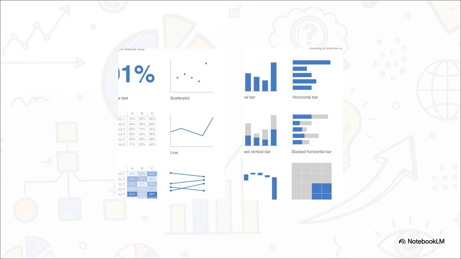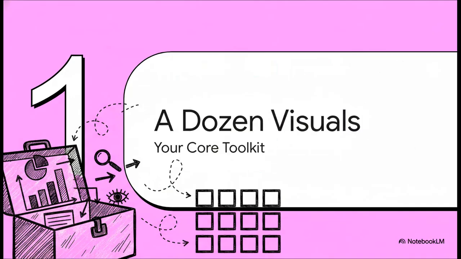The source material for this explainer makes a fantastic point. For pretty much everything you need to do, a core toolkit of about a dozen visuals is all it's going to take. So, let's build that toolkit. We're going to walk through the absolute essentials that every communicator should have ready to go. And we're going to start with what might be the most powerful and, honestly, the most overlooked visual of all.